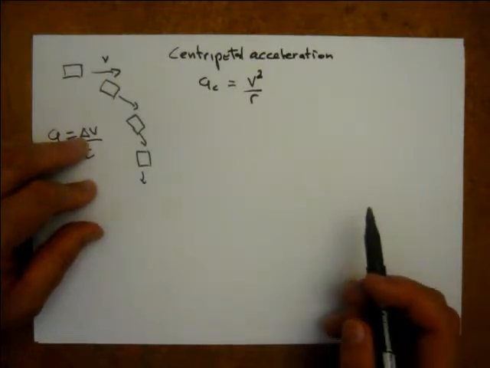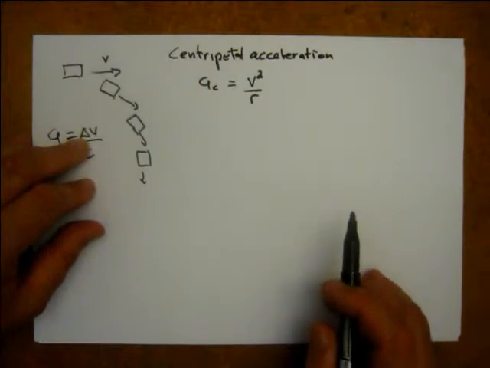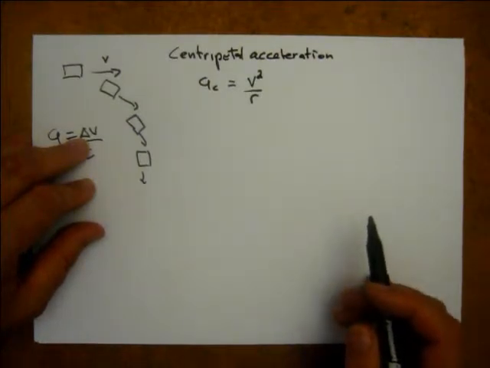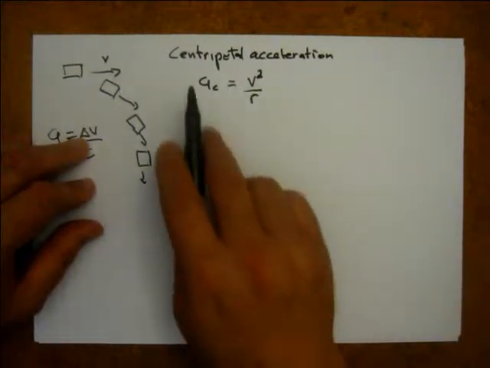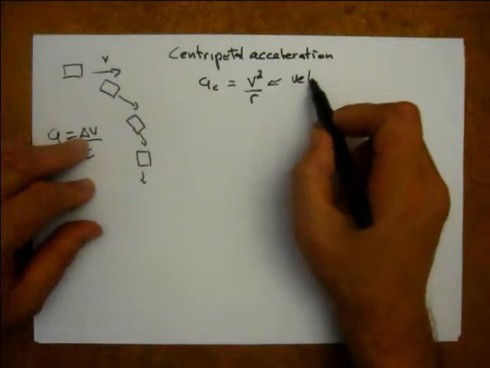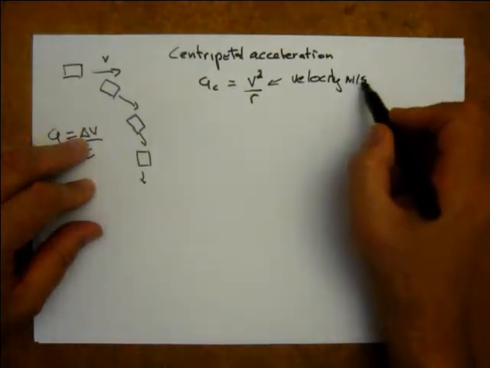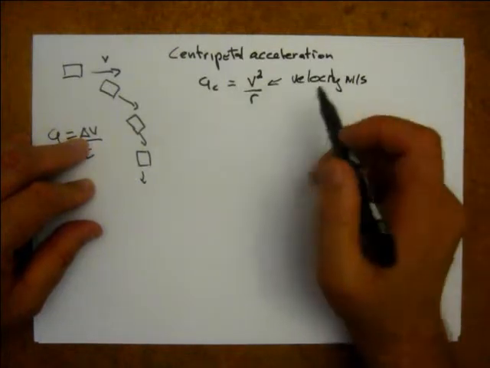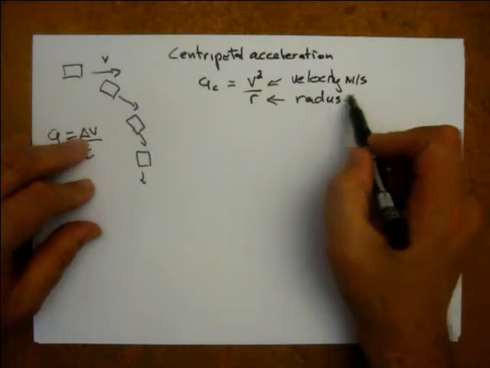If you're driving in a car and you go around a tight corner, you have to hold on a lot tighter than if you're driving at the same speed or same velocity around a big corner. So the centripetal acceleration is going to equal the velocity in meters per second, squared, divided by the radius in meters.